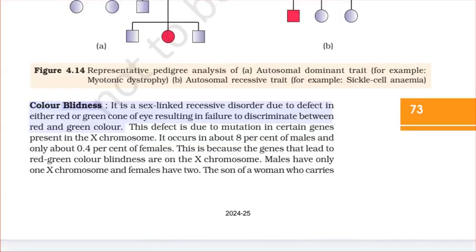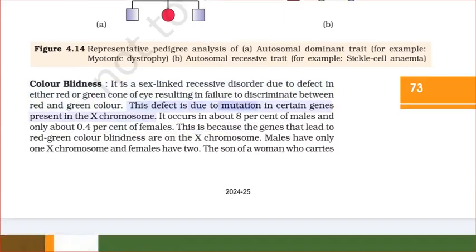Color blindness. It is a sex-linked recessive disorder due to defect in either red or green cone of the eye, resulting in failure to discriminate between red and green color. This defect is due to mutation in certain genes present in the X chromosome.